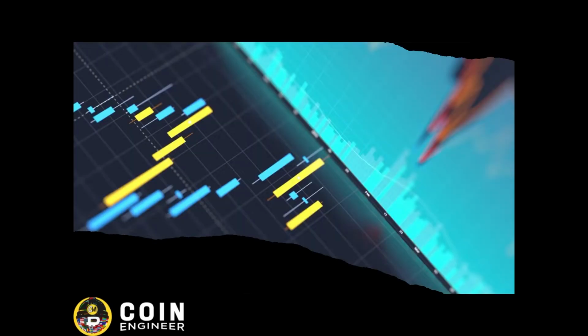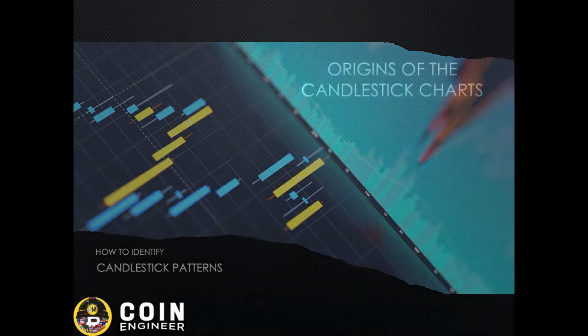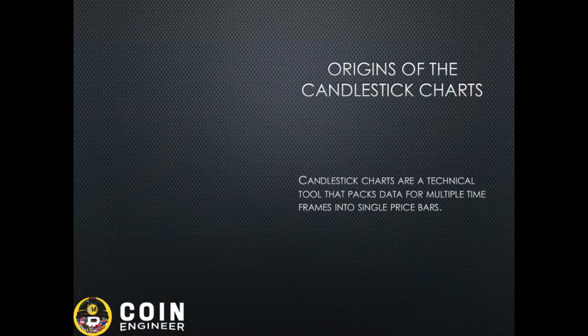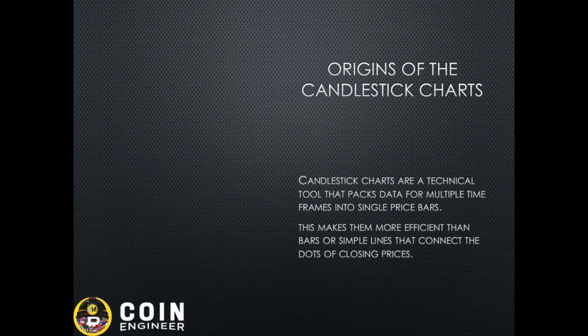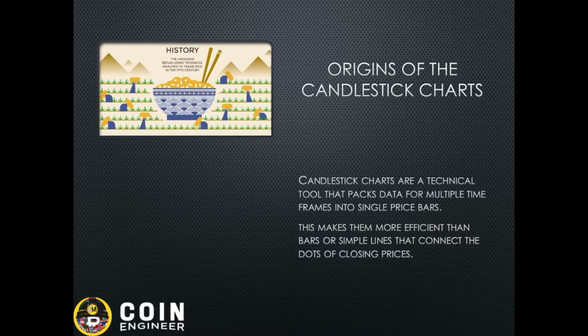Candlestick charts are a technical tool that packs data for multiple time frames into single price bars, and this makes them more efficient than bars or simple lines that connect the dots of closing prices. Candlesticks build patterns that predict price direction once completed. Proper color coding adds depth to this colorful technical tool, which dates back to 17th century Japanese rice traders.